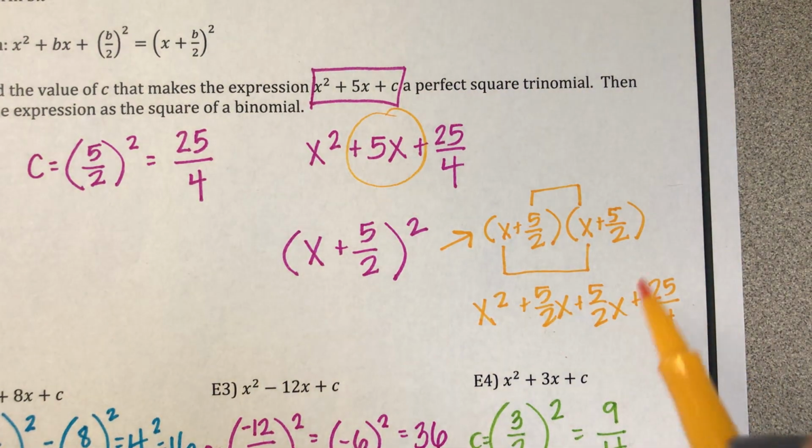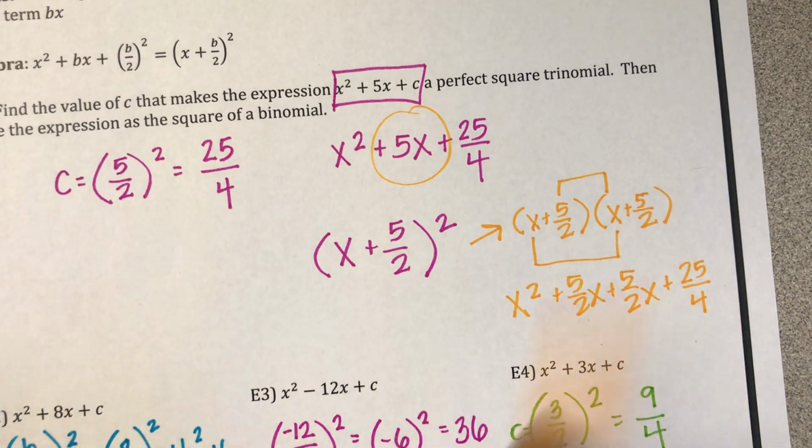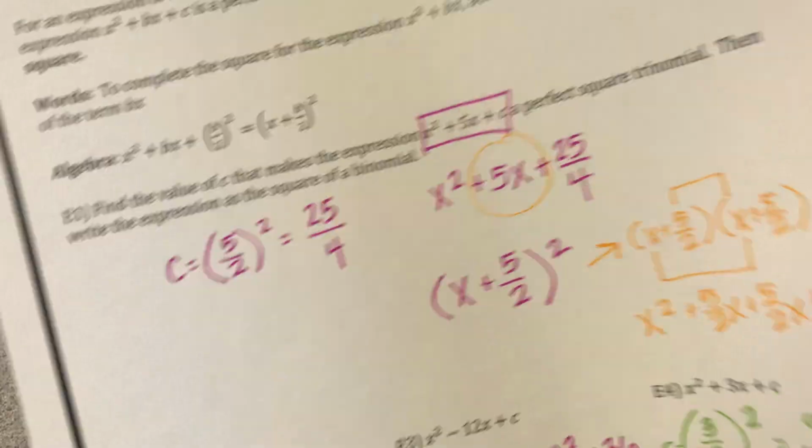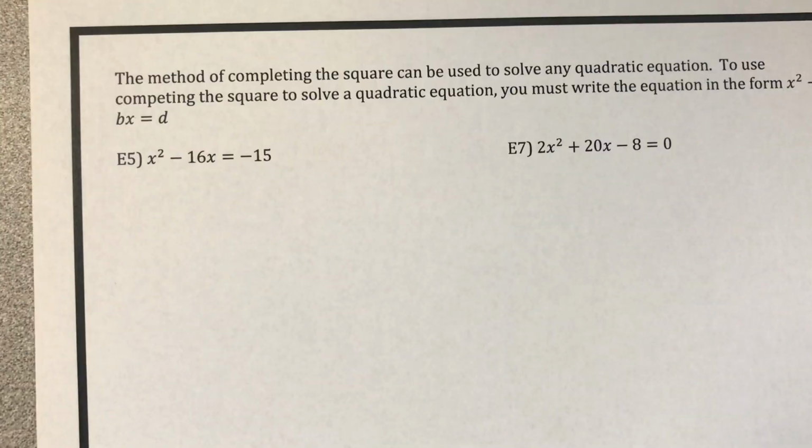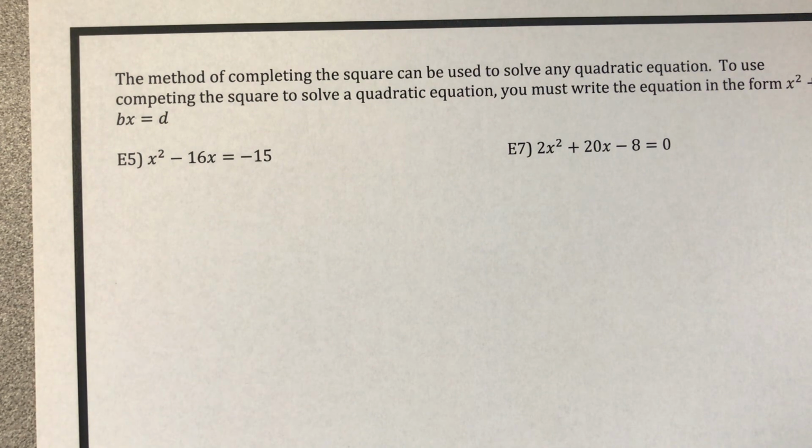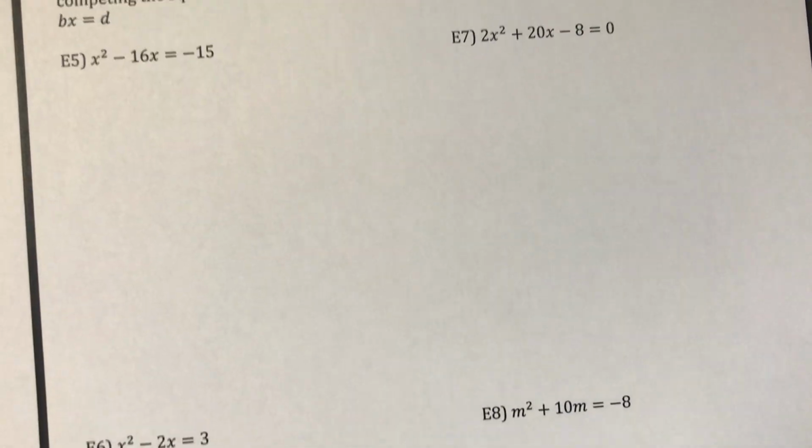Okay, so why do we even care, right? This is great, we can find out what C is. Okay, why does it matter? It matters because now we can solve these equations, these quadratics, by completing the square. So look with me at number 5.